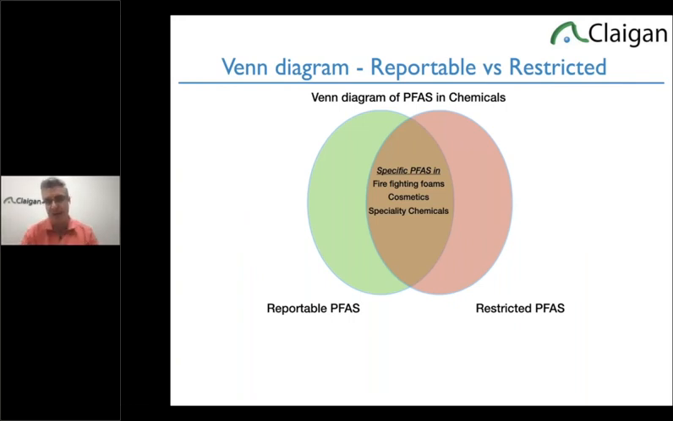Chemicals have a little bit of overlap. These are liquids, powders, and gases. Firefighting foam has some intentionally added restricted PFASs. Cosmetics, the C9 to C15 fluoroalkyl phosphate is an intentional addition of PFOA. And there's some specialty chemicals that have intentionally included PFASs. Physical products, no overlap. Chemical products, there are situations where a banned, restricted PFAS is also a reportable one. So it's a little bit different when you get to chemicals like firefighting foam and cosmetics.